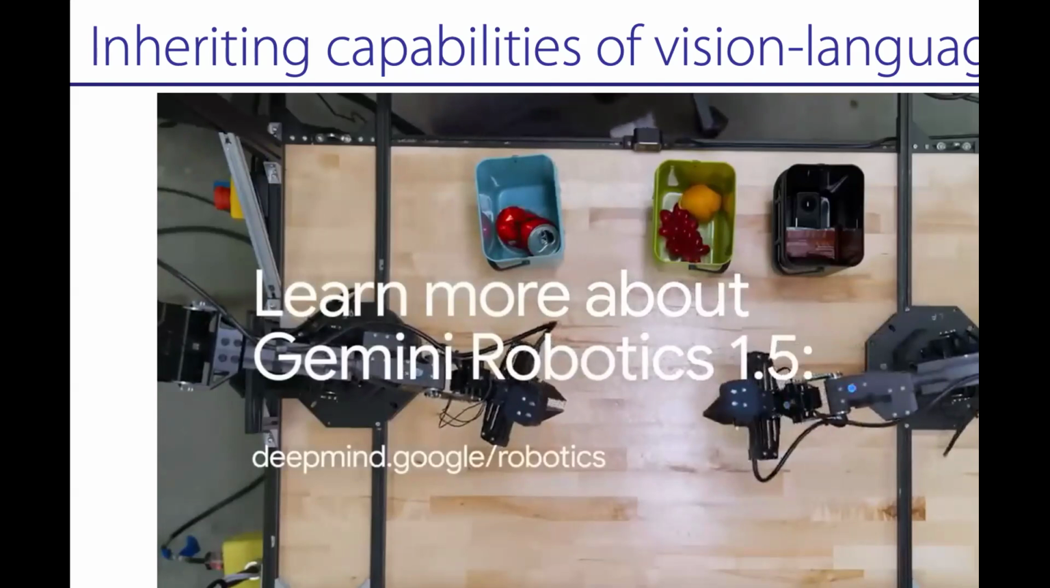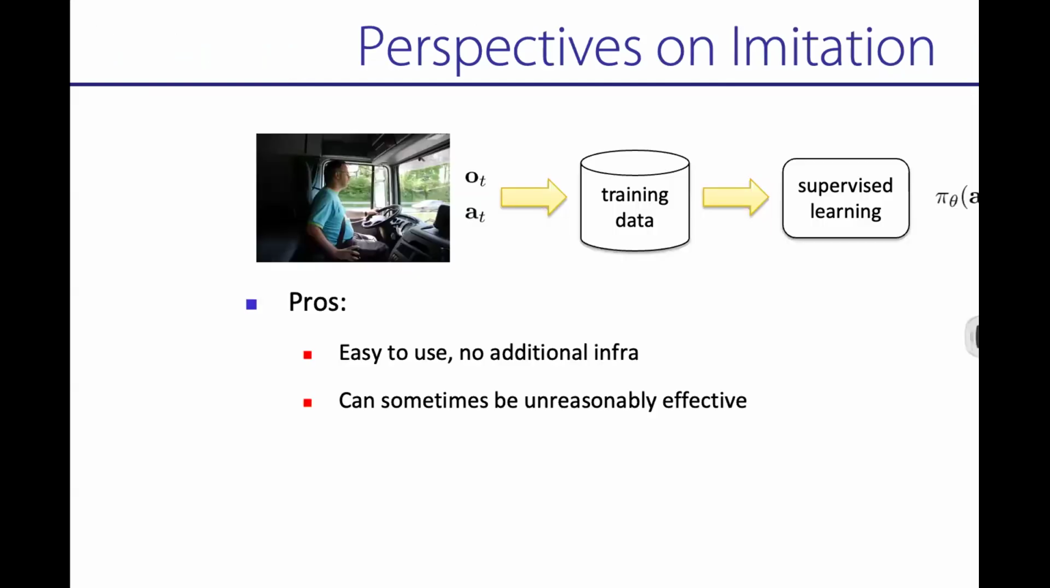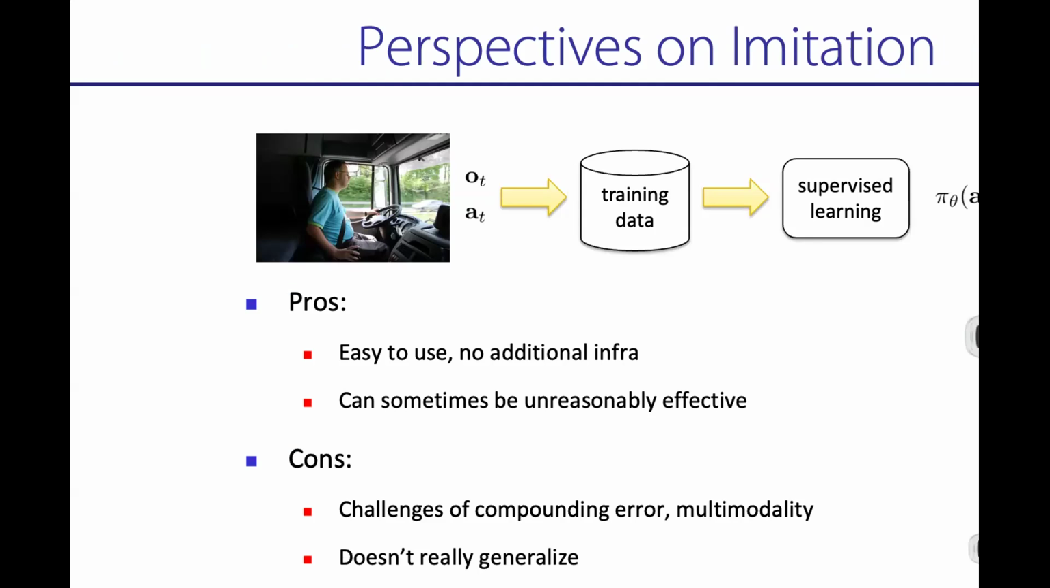Okay, I think we are close to time. So maybe the last bit of perspective is that imitation learning is unreasonably effective for good reason. But it still has fundamental errors. It's not clear that it generalizes, and we're going to come up with better solutions with Dara.